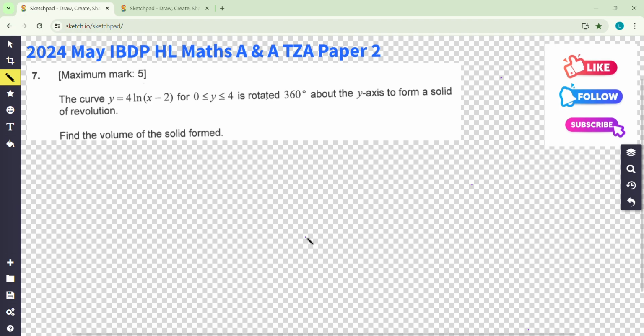Now we are on paper 2, question 7. Look at the question. The question said we have a curve, okay? And then the curve is from 0 to 4, okay? And it's rotated 360 degree about the y-axis. Sometimes you will forget the equation, then you draw it out and then you understand which equation to use.